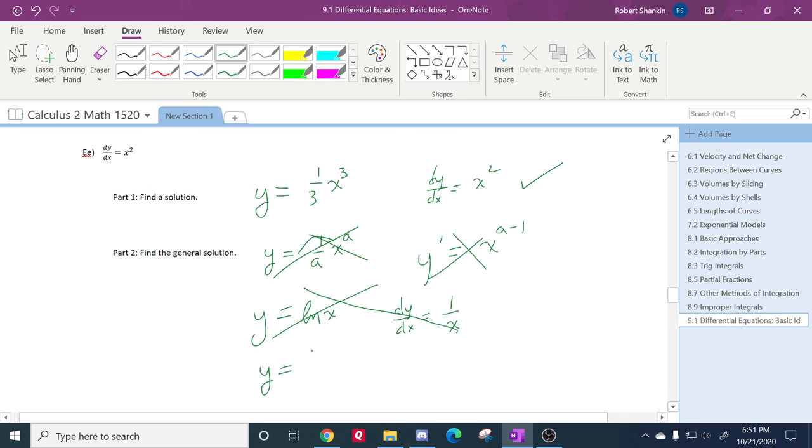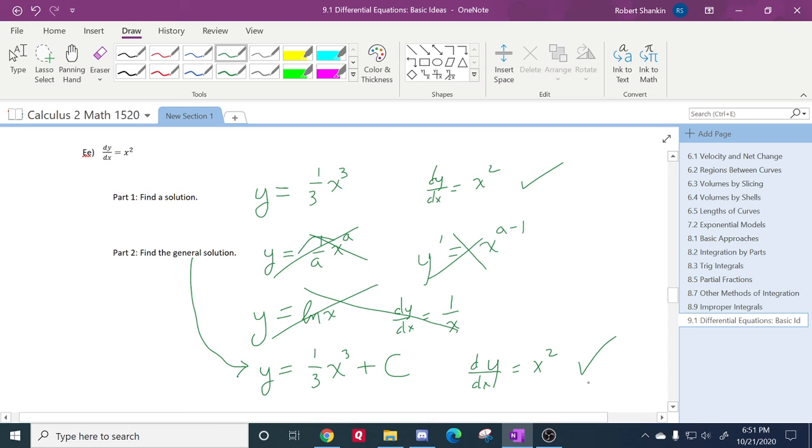Well, let me give you the answer. That's it. Because when you take its derivative, you get x squared, and the derivative of a constant is 0. So this is the general solution right here, and that checks it out.